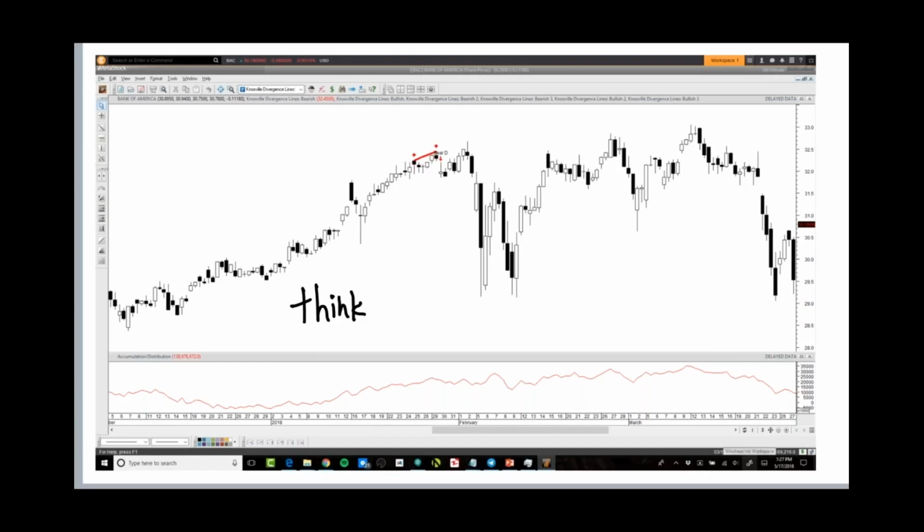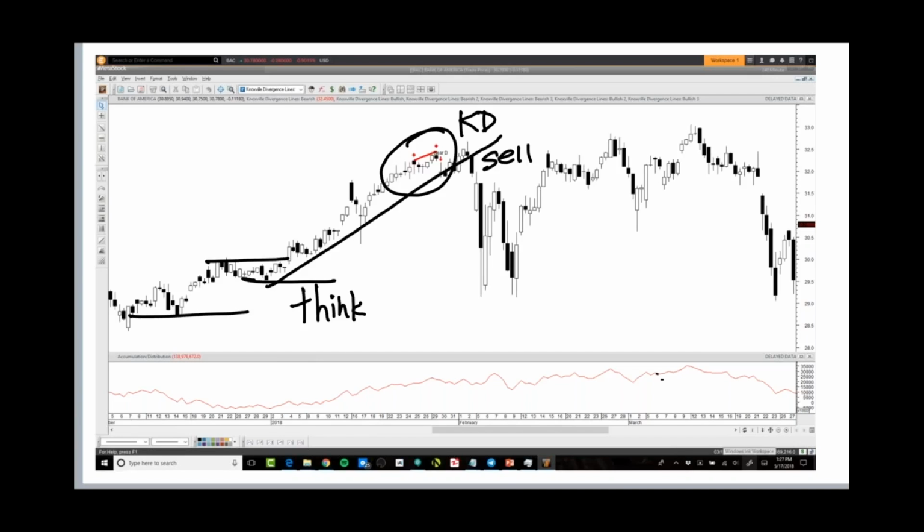Bearish Knoxville divergence. Draw a trend line underneath price. Sell it on the break. Look for areas of support and resistance. And there you go, from 32 to 29. Not a big move. 10%, $3 move on a $32 stock. That's not bad.